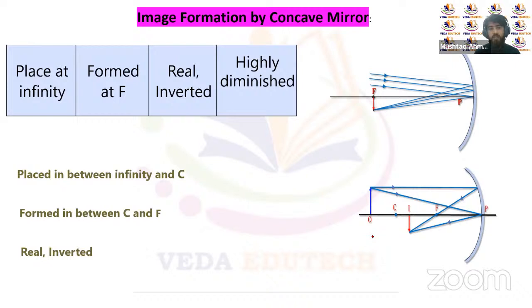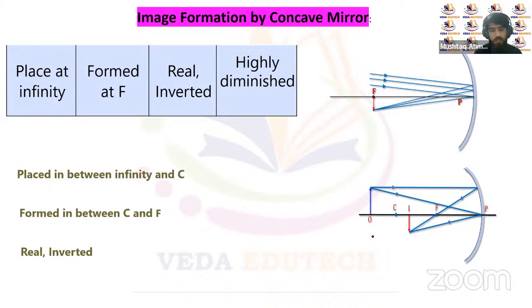And therefore, we can say the image formed will be inverted. It will not be an upright image. It will be an inverted image, and it will be highly small, or we can say highly diminished. When the rays of light are coming from infinity, the image formed will be highly diminished. It will be a very small image.